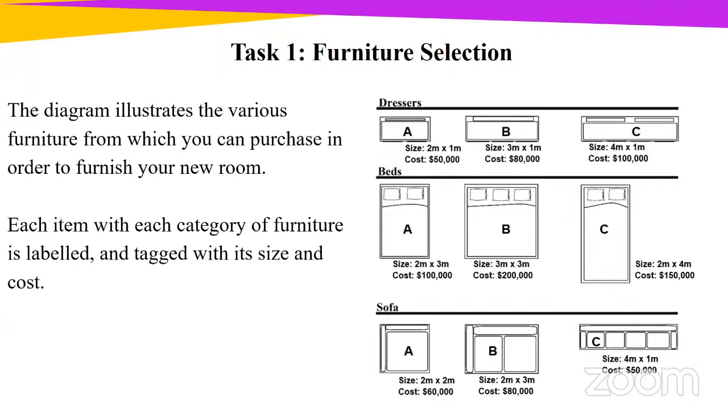Size and cost. 20 meters and 500. Okay, let's go over to Carlia Thorpe. I'm going to unmute you, Carlia. Miss, the size is 2 meters times 1 meter, and the cost is $50,000. Very good. So it's 2 meters by 1 meter for dresser A. All right. Somebody else for dresser B. Quickly, let's go.